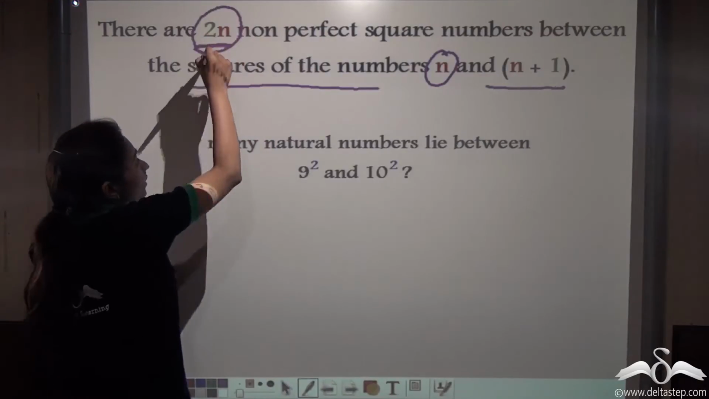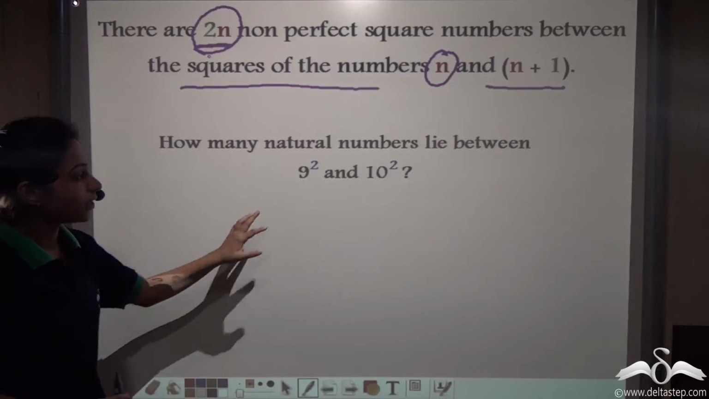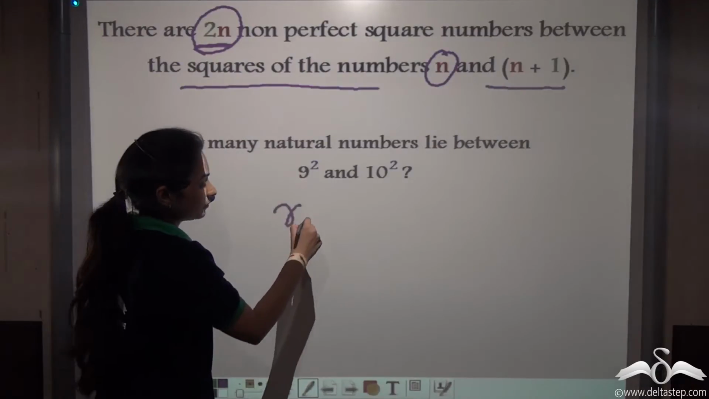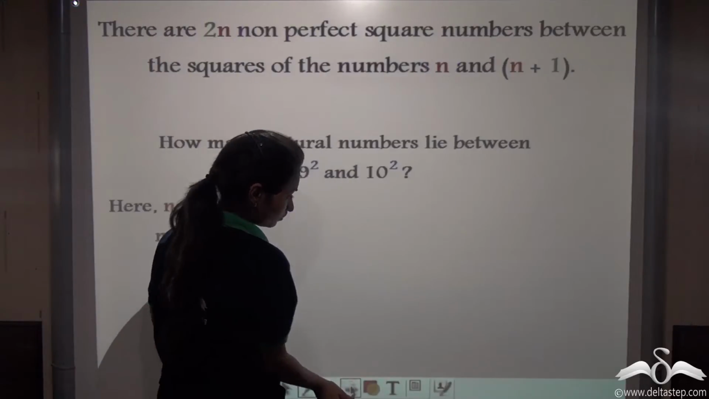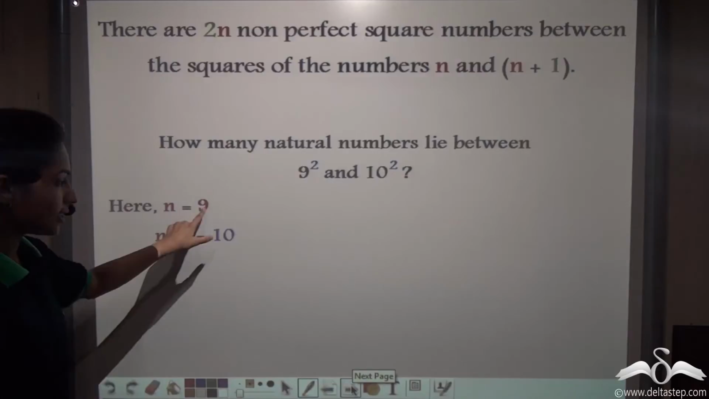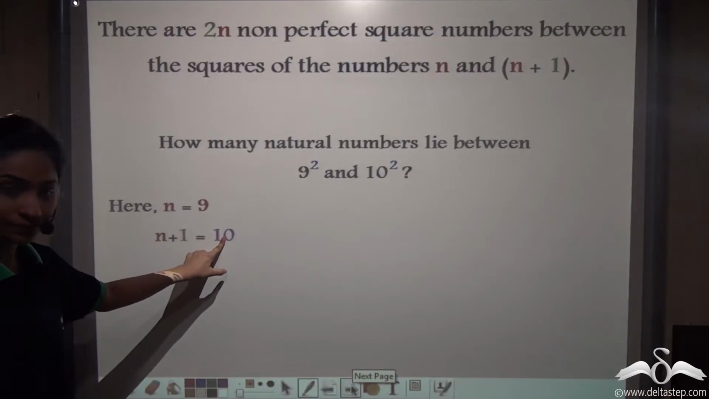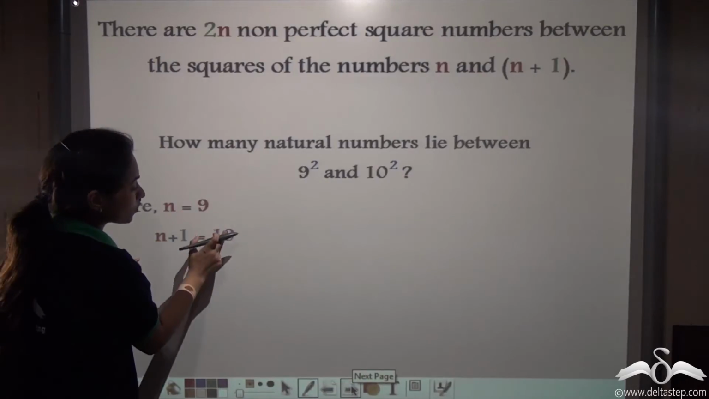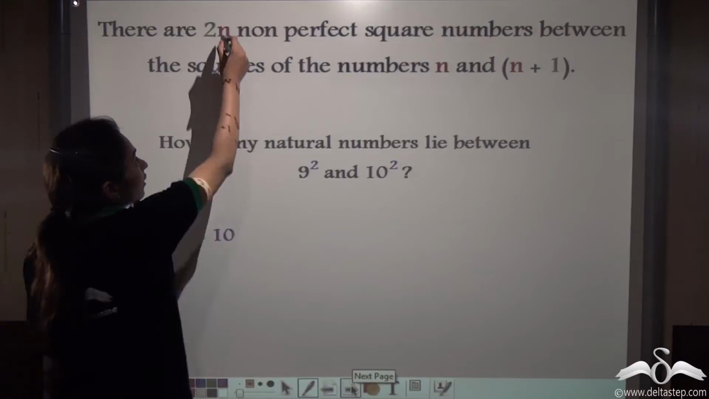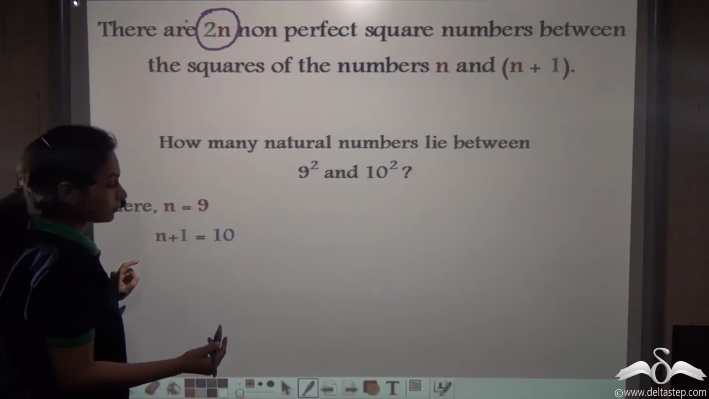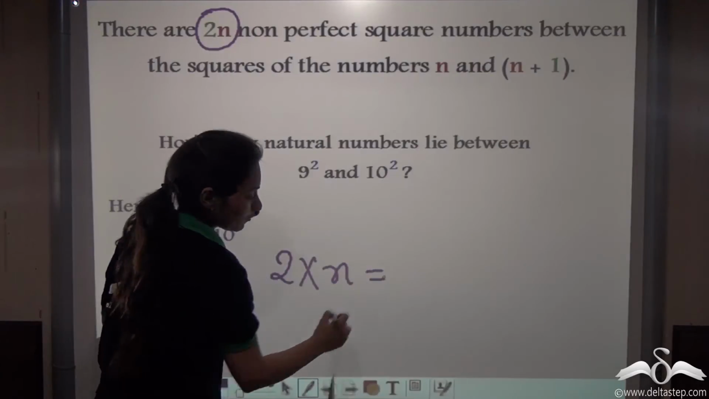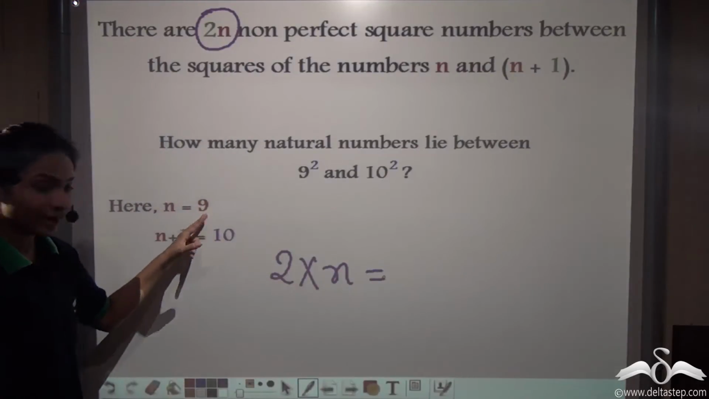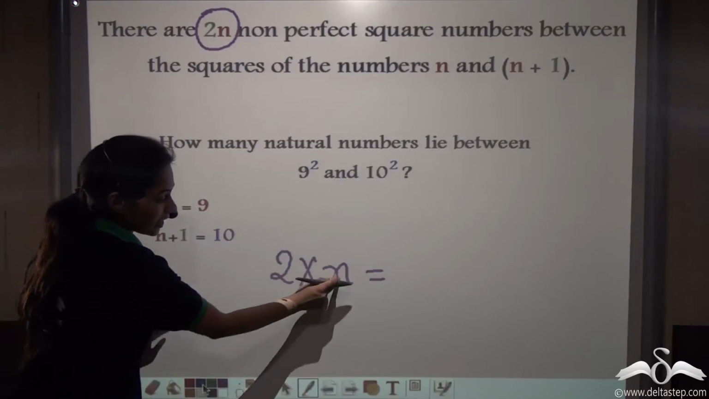Using this, you can tell me the answer of this. Here take 9 as n and 10 will be what? N plus 1. N is 9 and n plus 1 is 10. And we know that between the squares of these numbers, we have 2n numbers. So, 2 into n will give me the answer. Here n is 9. So, replace n with 9.